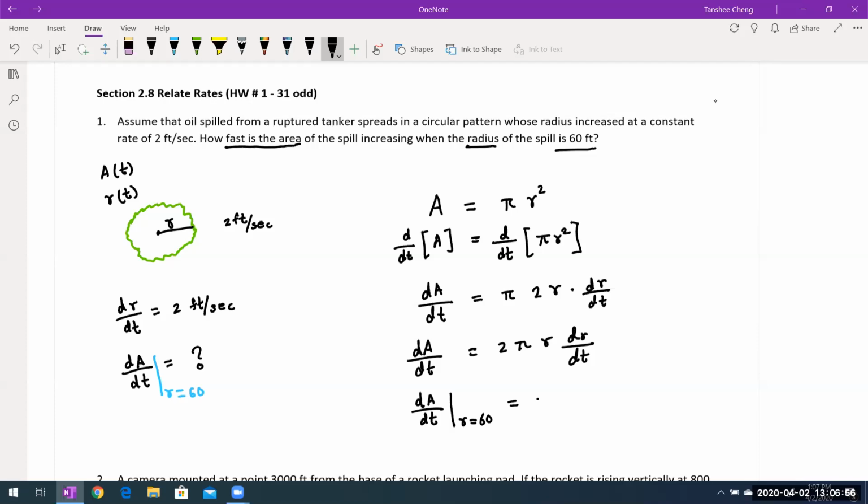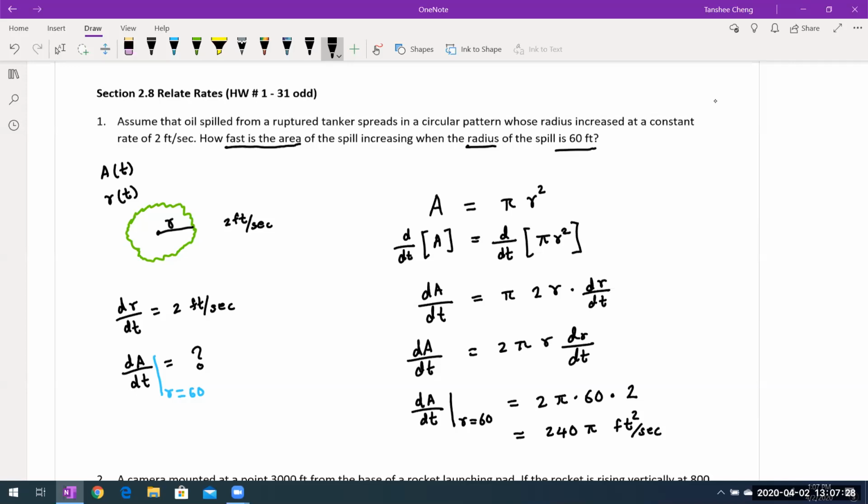So this will give me 2 times pi times 60 times dr dt. And we already know that this rate of change of the radius, which is a given, is 2 feet per second. So when I multiply everything out, this will become 240 pi, right? And since this is the rate of change in area, that will become feet squared per second.